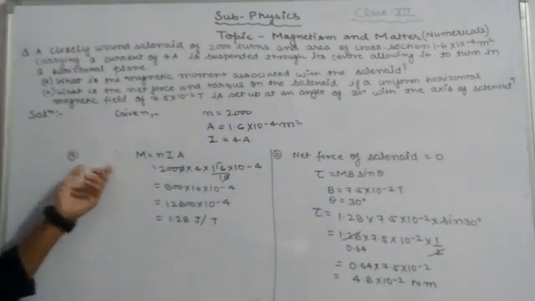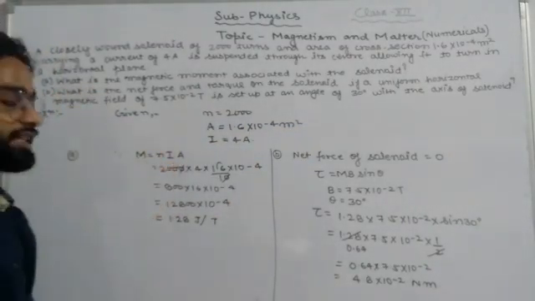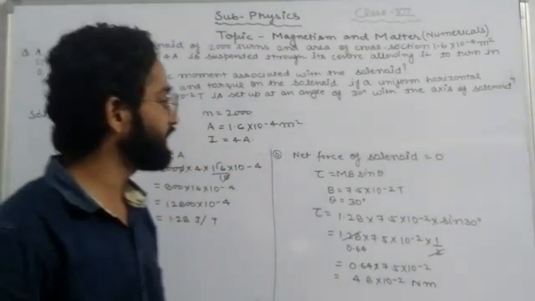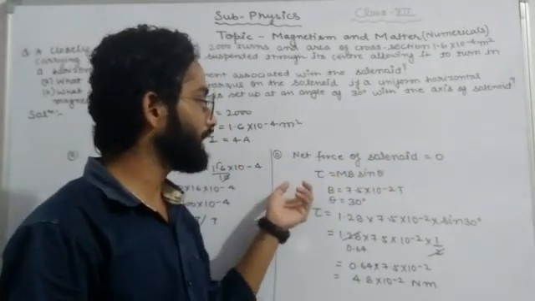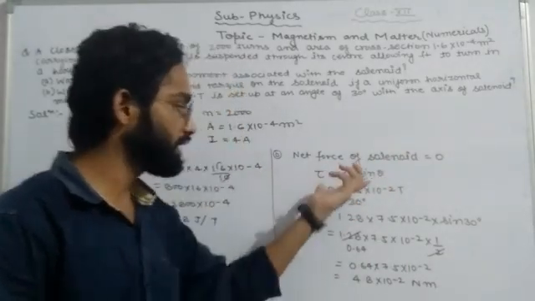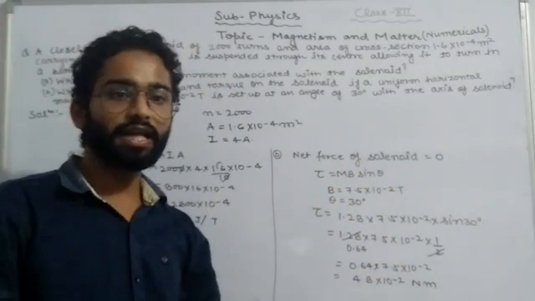In the first part we used the relation M is equal to NIA, and in the second part we know that the net force on the solenoid is equal to 0, and the torque can be given as MB sin theta, and the values are given. We just put in the values and we got the answer.